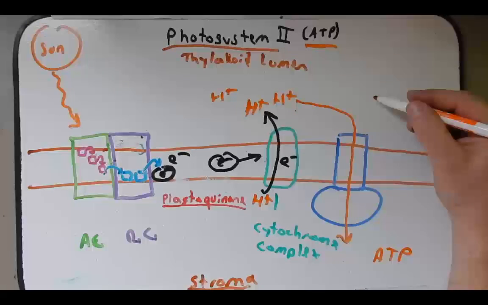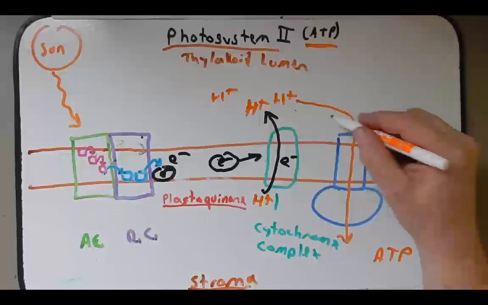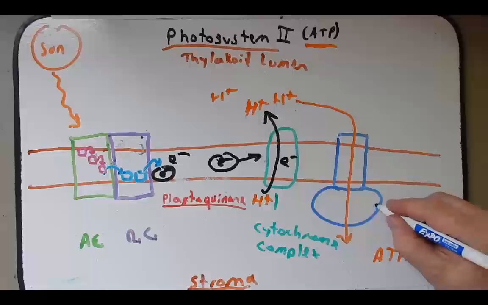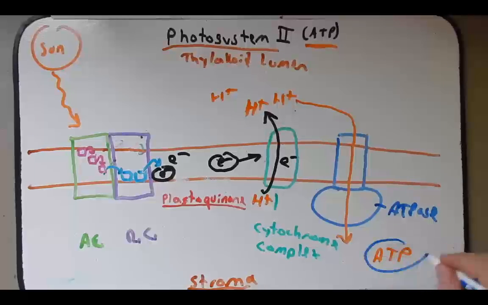Now once you have protons in this lumen, just like we saw with electron transport, these protons can now be pumped through ATPase in a similar manner to produce ATP, and it will produce quite a bit of ATP. And now this ATP will be taken into the next photosynthesis stage, that is the Calvin cycle, which we'll talk about later. So what I want to talk about next is Photosystem I.